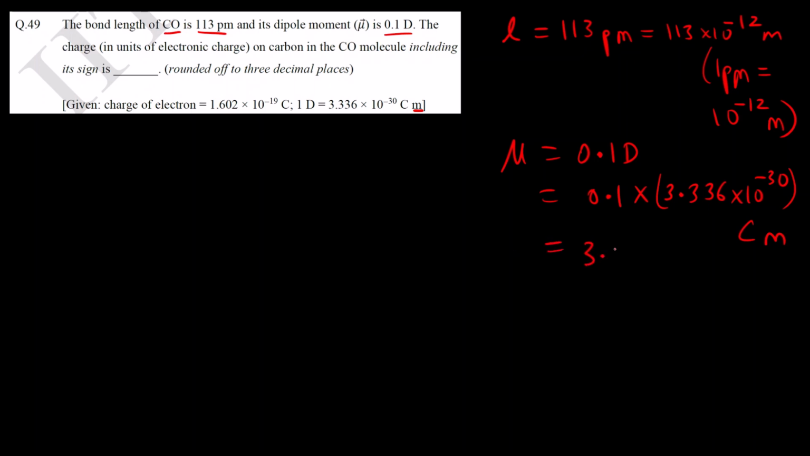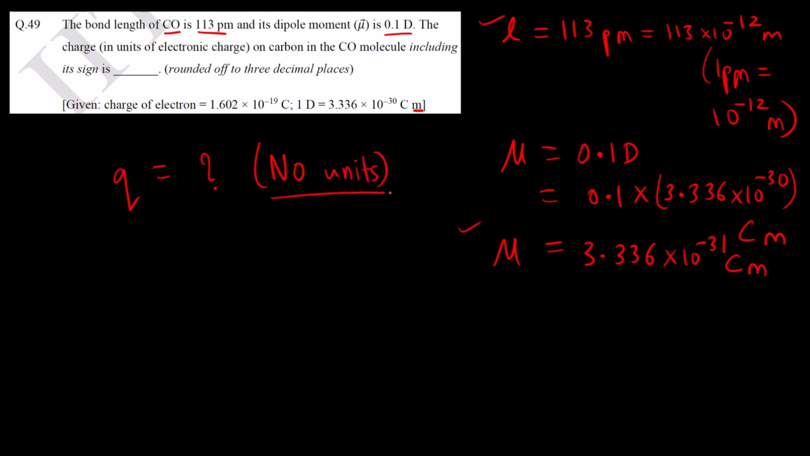So this will become 3.336 into 10 raised to minus 31 coulomb meter. Okay, mu is given, L is given. What we have to calculate is the charge, in the absolute units. So that is charge. It should have no units in the final answer. Okay, absolute charge, like we say minus 1, plus 1, like that.